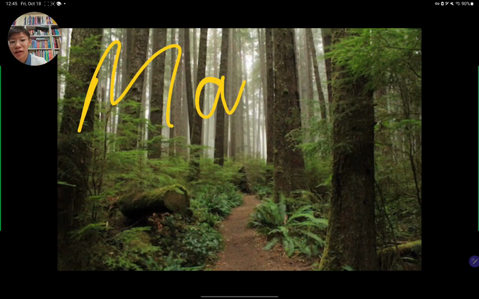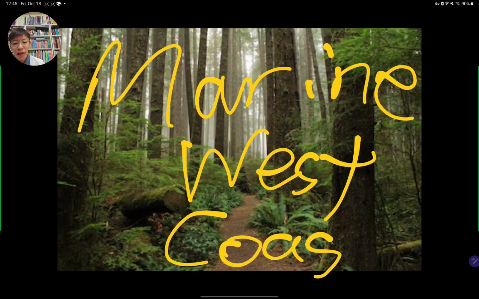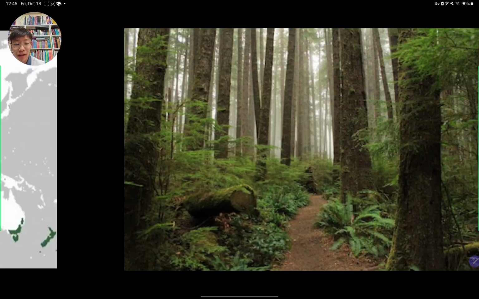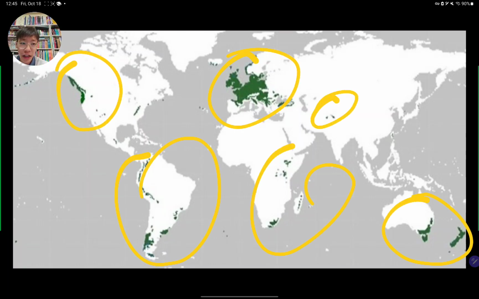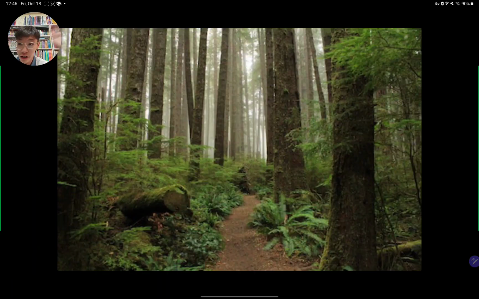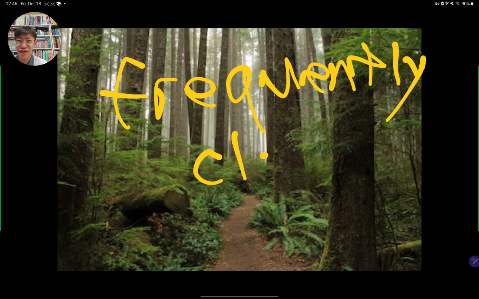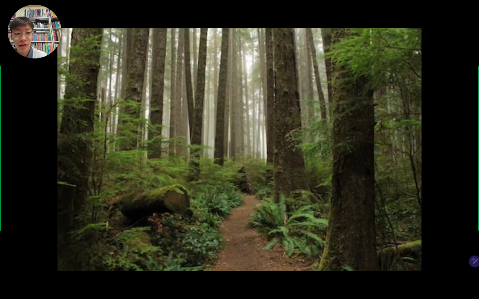This is the marine west coast climate. As the name suggests, it's close to the ocean, because marine basically means ocean. As this map suggests, all these places are close to the ocean, with the exception of this part in Asia. Other than that, they are all particularly near the oceans. They're frequently cloudy, which is basically fog. But then again, fog is different as it's close to the ground.